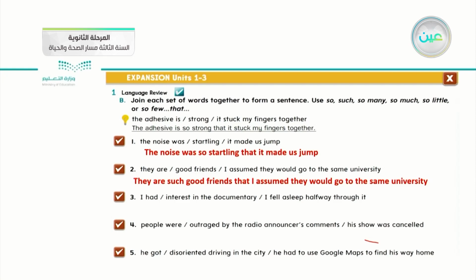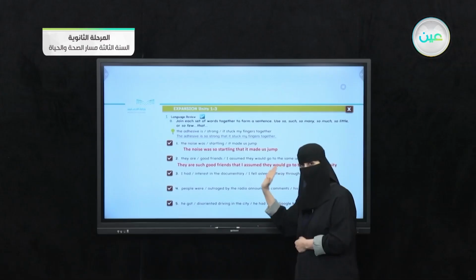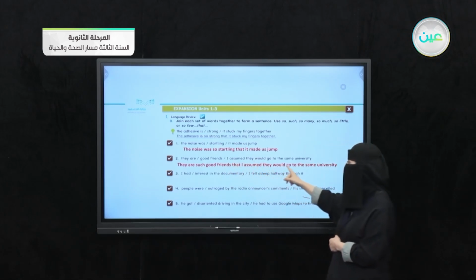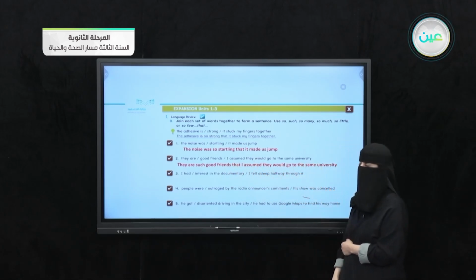How can I join these two parts together? So: they are such good friends that. Between a cause and effect, I should use the conjunction that. That I assumed they would go to the same university.